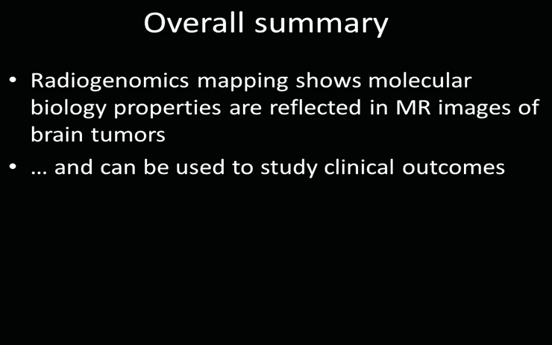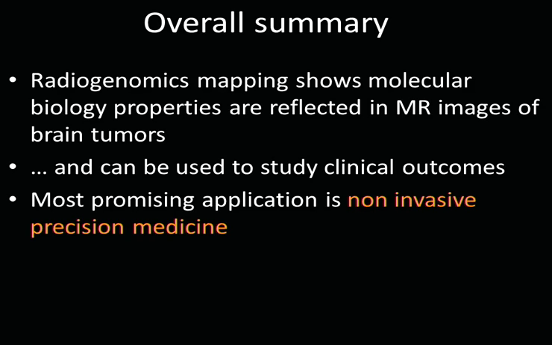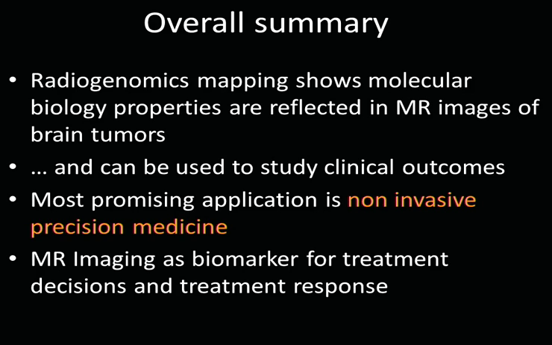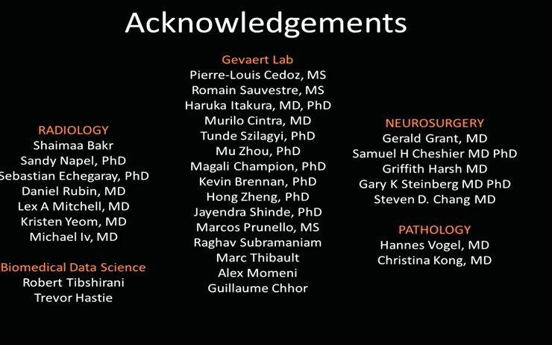So to summarize our work, we have developed a radiogenomics mapping framework, a statistical framework to associate molecular data with MR imaging. And we've tested this in brain tumors and lung cancers. And essentially, we are focusing on using this framework to study clinical outcomes. Our most promising application is really non-invasive precision medicine. And finally, we want to use MR imaging as a biomarker for treatment decisions and treatment response.